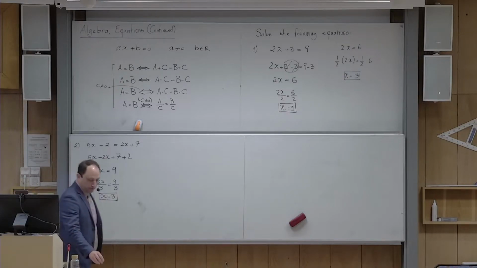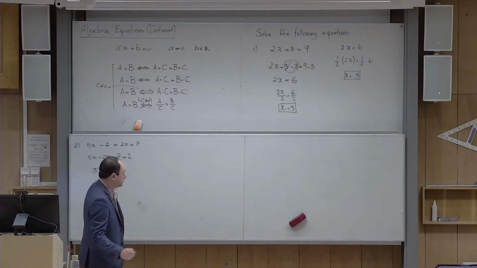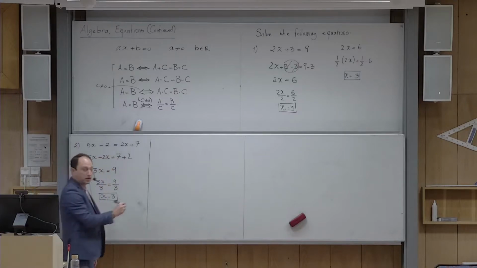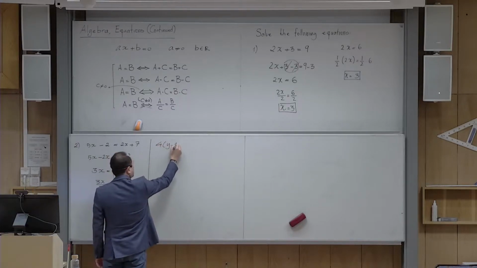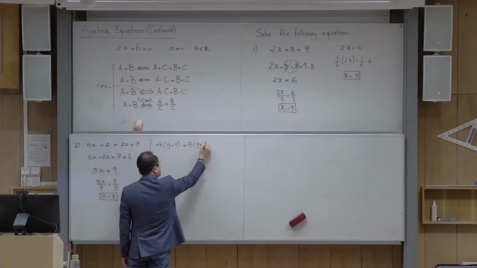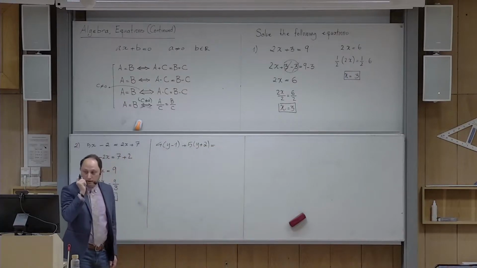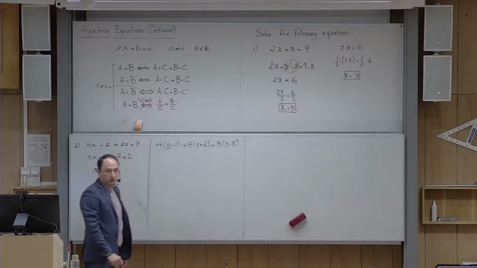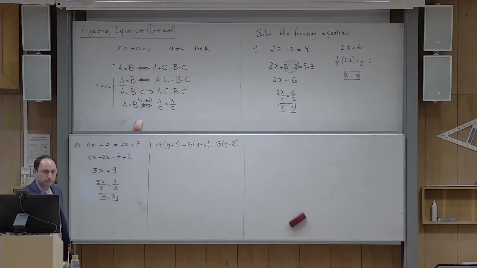So we can actually extend the problem. Let me write another one for you here. 4 times (y minus 1) plus 5 times (y plus 2) is equal to 3 times (y minus 8). Okay, so now we want to solve this equation. So how should I solve this equation?